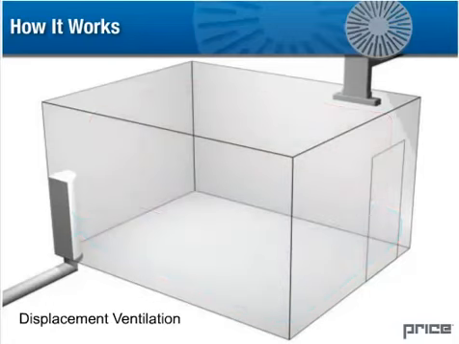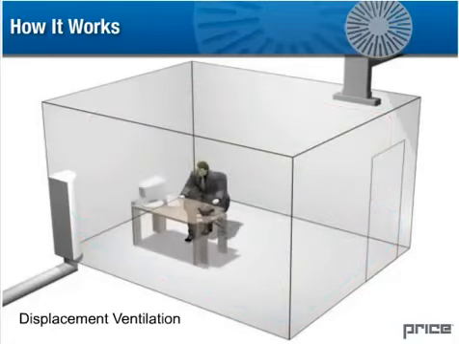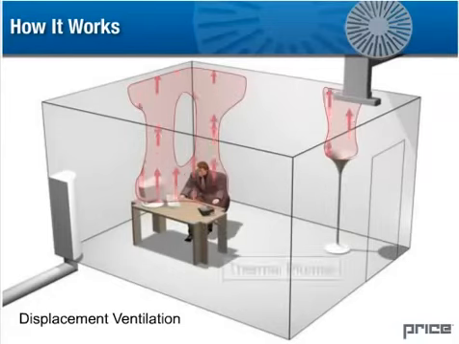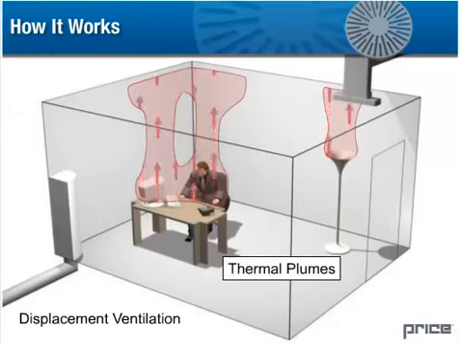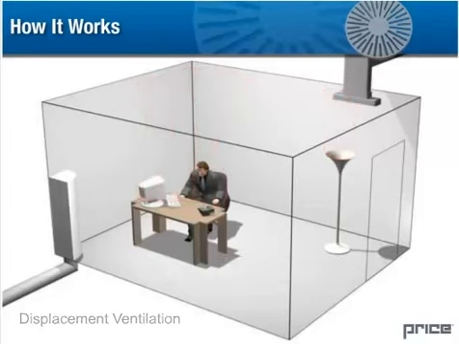space. Heat sources such as people, computers, lighting, and electrical equipment located in the room generate thermal plumes. These thermal plumes lift the air through the occupied zone and carry with it contaminants and heat to high-level returns. By doing so, the air quality in the occupied zone is generally superior to that achieved with mixing ventilation.